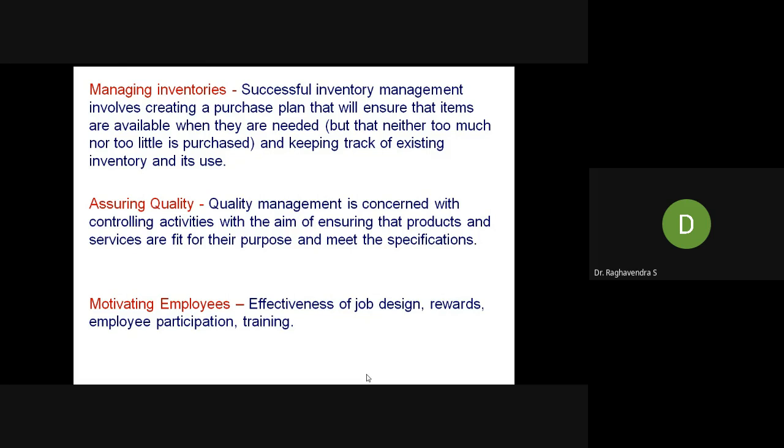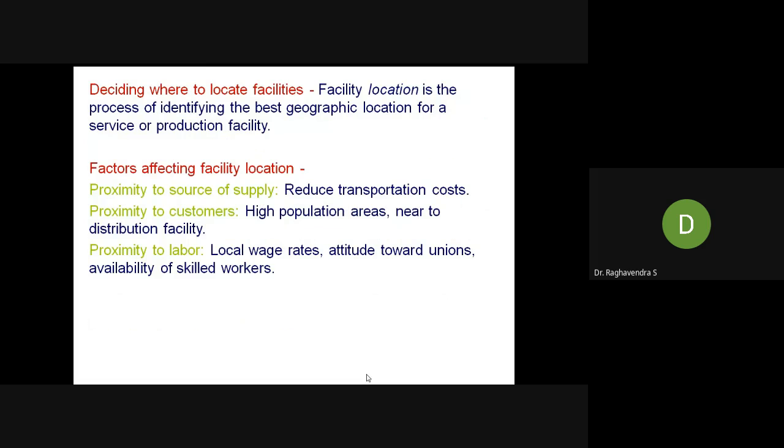Quality, as I told, is very important. Whenever you do any product or services, if you don't provide quality services or quality goods, then the customer will never purchase. Motivating employees: effectiveness of job design, rewards, employee participation, training. If you motivate the employees, definitely they learn, they train, and they will benefit. Whenever you give some rewards to the employees, they feel very happy and they participate in a better manner. They can give better output. The productivity will increase.